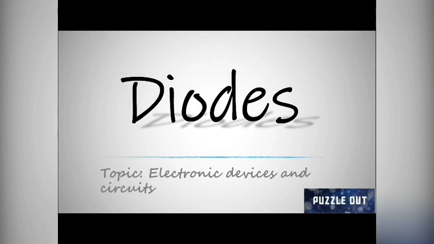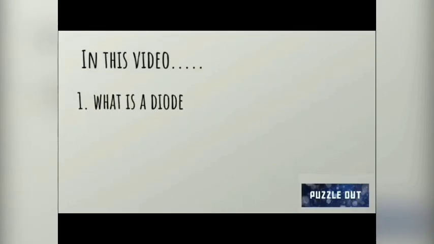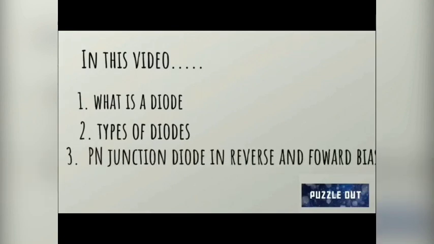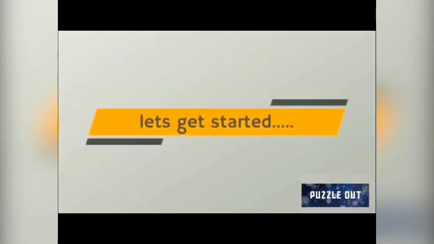In the previous video, I have given a brief introduction about electronics. Now I would be moving forward with the next topic, which is diodes. In this video, I'll be talking about what is a diode, types of diodes, PN junction diode in both reverse and forward bias, and finally their IV characteristics. So let's get started.